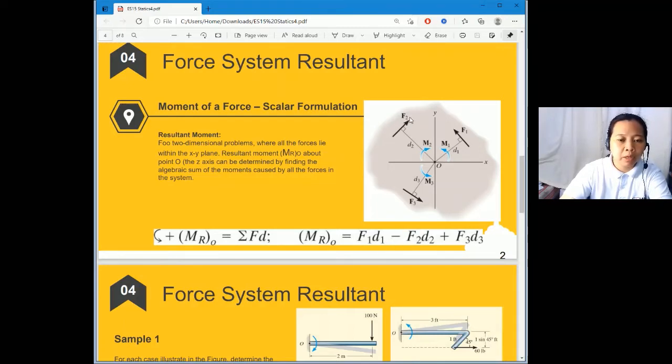So, F2 is clockwise. Of course, its moment is also clockwise. So, F2 is multiplied by the distance arm, and then F3. F3 is counterclockwise, the same with F1. So, it is positive because our sign convention tells us that forces that produce counterclockwise moments are positive. Multiplied with the distance D3. So, this will be the equation of our system of forces here to get the resultant moment at point O.